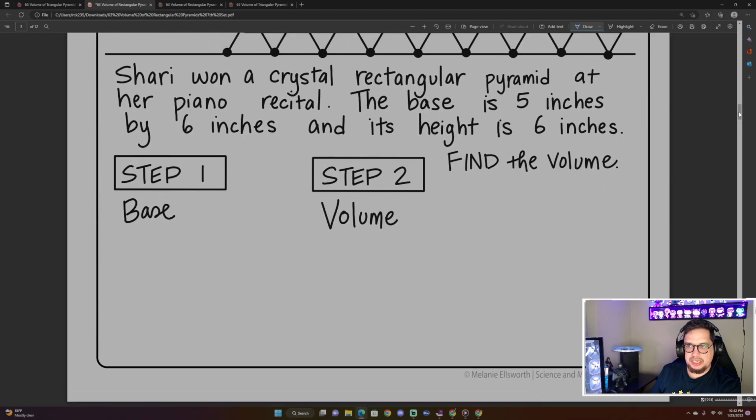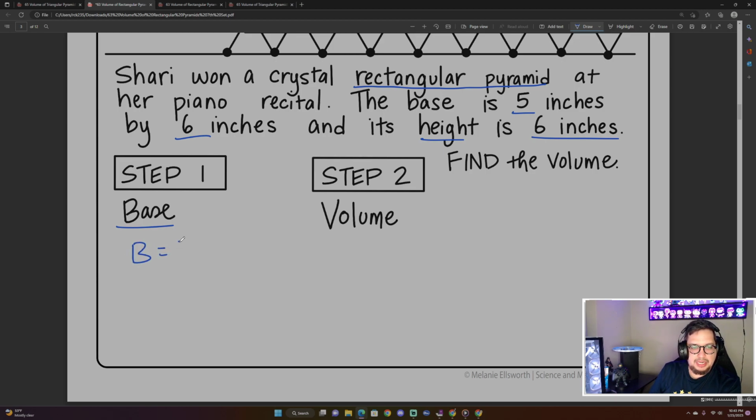All right. Scroll down here. So we have a question here. It says, Sherry won a crystal rectangular pyramid at her piano recital. The base is 5 inches by 6 inches. We're going to need that to find the area of the base. And its height is 6 inches. We need that for the volume. But let's start with the area of the base. So we're looking for the capital B.